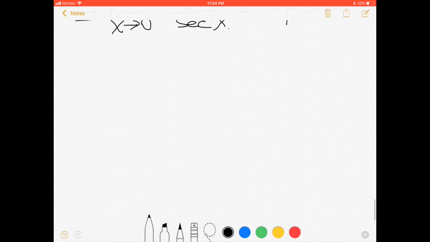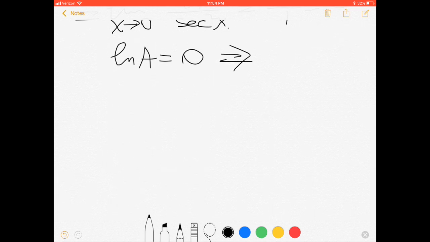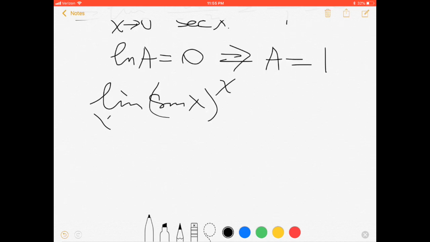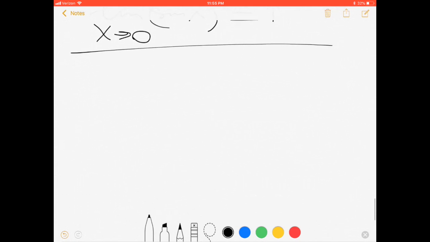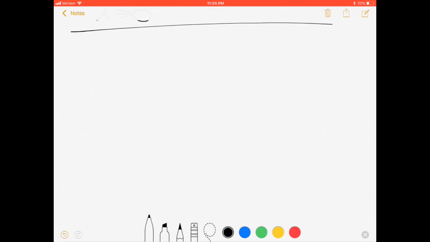But remember, we found natural log of a is equal to 0. What does it mean? Our a is equal to 1. It means our limit of sine x to the power x, as x approaches 0, equals 1. Okay, great. So a couple of examples from your book. Okay, number 24.